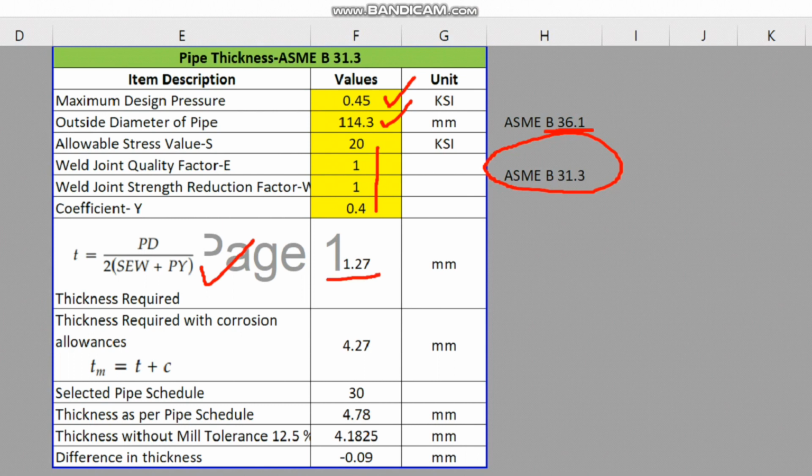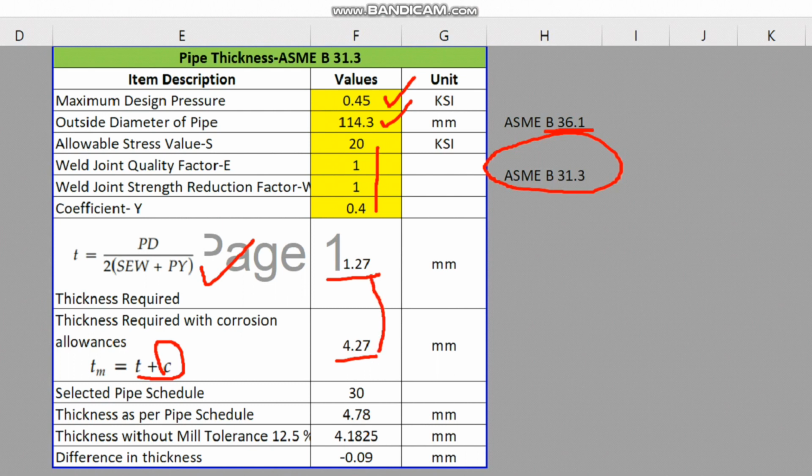Okay, so here as I told you, we need to add the corrosion allowance also. So corrosion allowance, we have to consider 2 points. First, the mechanical corrosion allowance. If it is carbon steel, then we have to add 3 mm. That is what I added here. 1.27 plus 3 mm, 4.27 mm.